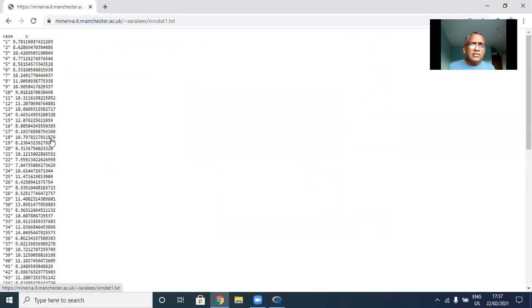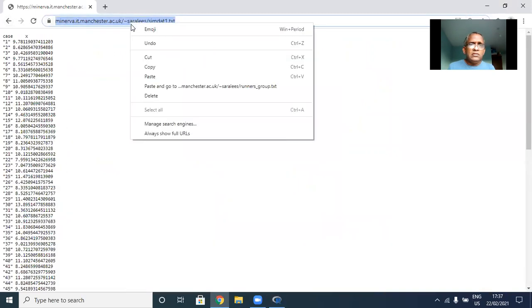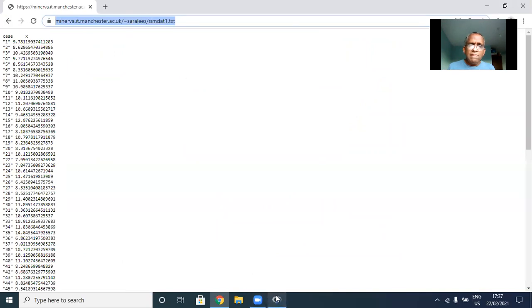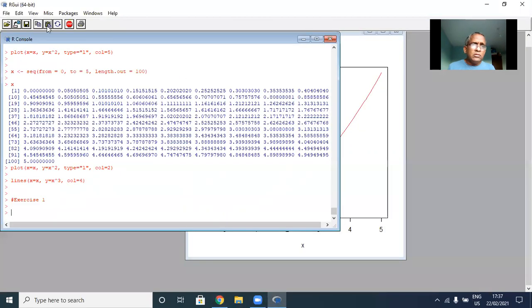Now the first data set is this data set. I'm going to copy this and paste it here. Now I'm going to read this data. Let me call this simdat, for simulated data, and use read.table with header equal to TRUE.